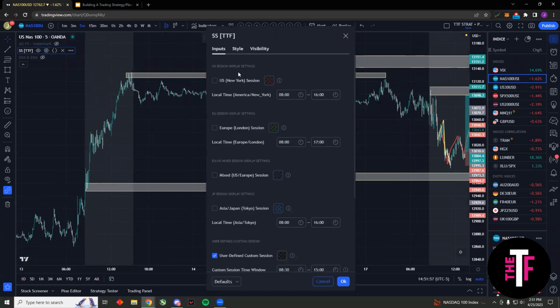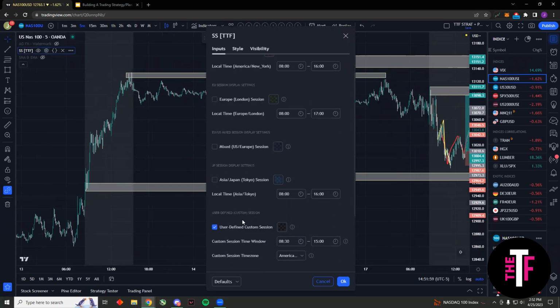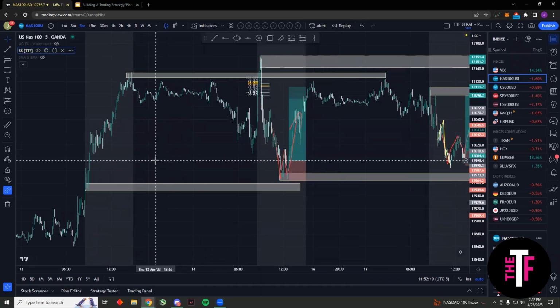It's free for everybody. You can have all the sessions here and you can customize your user defined session, which I did in this case, 8:30 to 1500, which is indices open to an hour before New York close. I don't like trading the last hour of New York close, so I don't include it.